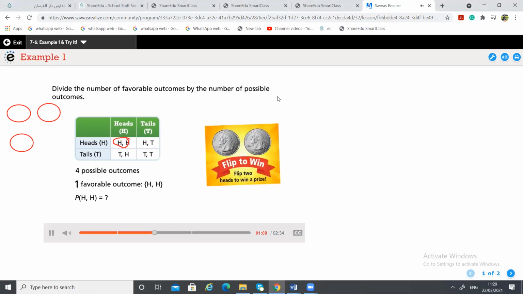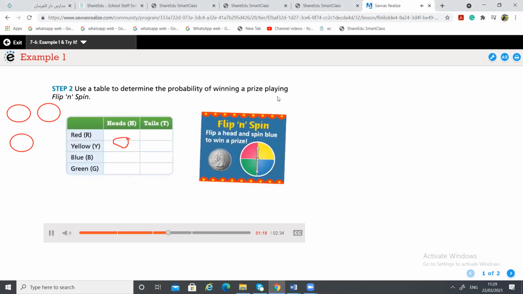Divide the number of favorable outcomes by the number of possible outcomes. The probability of 2 heads is 1/4, or 25%. Now, let's use a second table to determine the probability of winning a prize playing Flip and Spin. Spinning the spinner has 4 possible outcomes: red, yellow, blue, and green. Flipping the coin has 2 possible outcomes: heads and tails. Our table shows each of the 8 outcomes of this compound event.